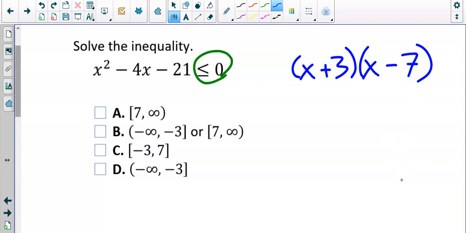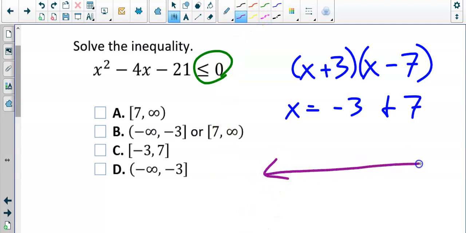All right. So then what are the critical values? There we go. So now you look at a number line. What's our lowest critical value? Negative 3. What's our highest critical value? 7. And what you have now done is you have made 3 intervals.